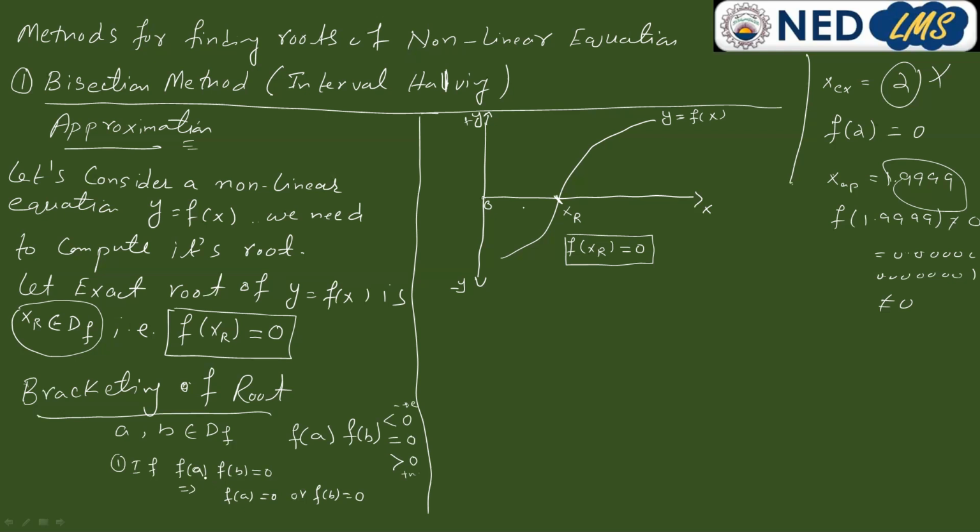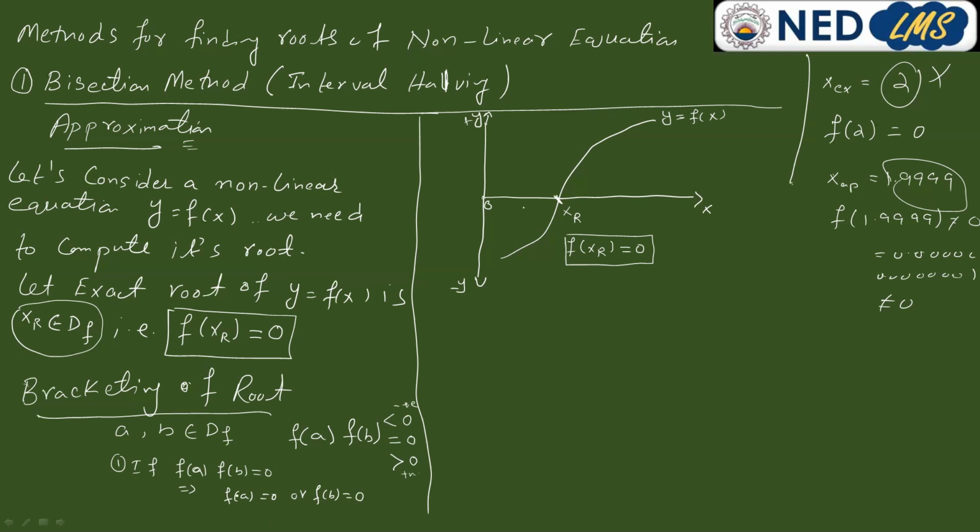Either f of A or f of B is 0. If f of A into f of B equals 0, what should we do in this case? There is no need to do anything, because you have selected a root of this equation. If it is equal to 0, this means it is a root. So either A or B or both may be a root of the equation, and you do not need to apply any method.